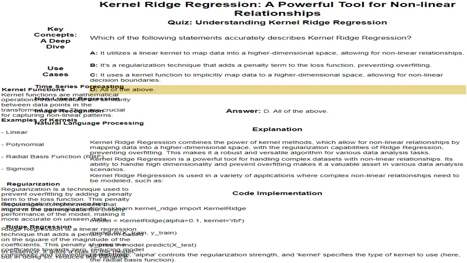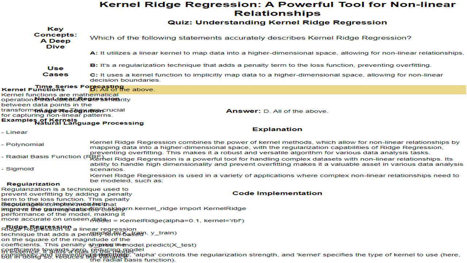All of the above. Correct. All the statements are accurate descriptions of kernel ridge regression. It uses a kernel function, often nonlinear, to implicitly map data to a higher dimensional space, which allows for nonlinear relationships. This technique is enhanced by regularization, which adds a penalty term to the loss function to prevent overfitting.